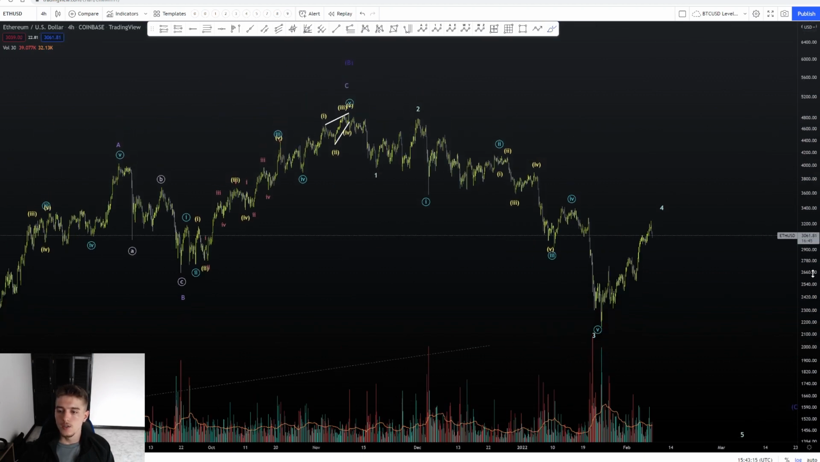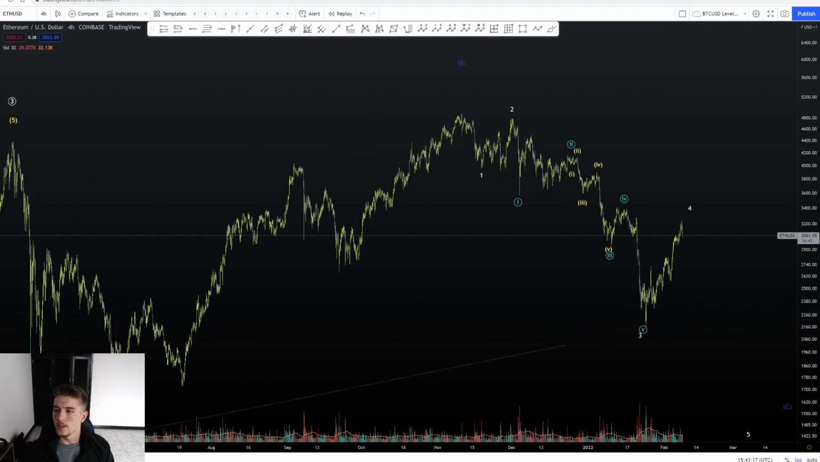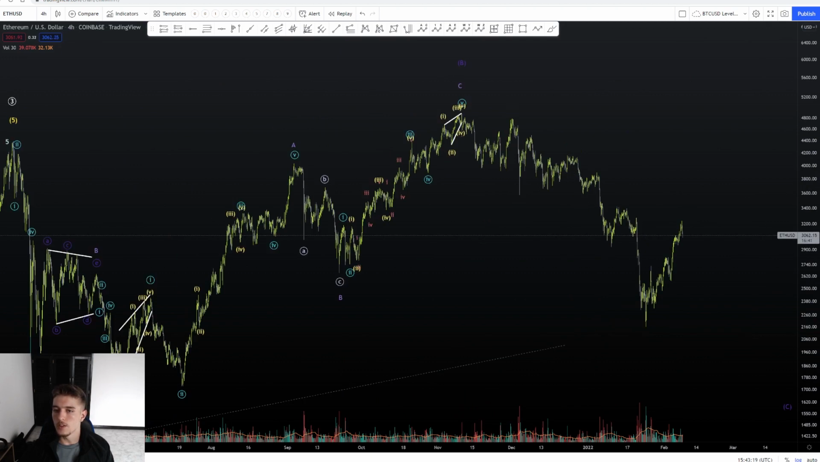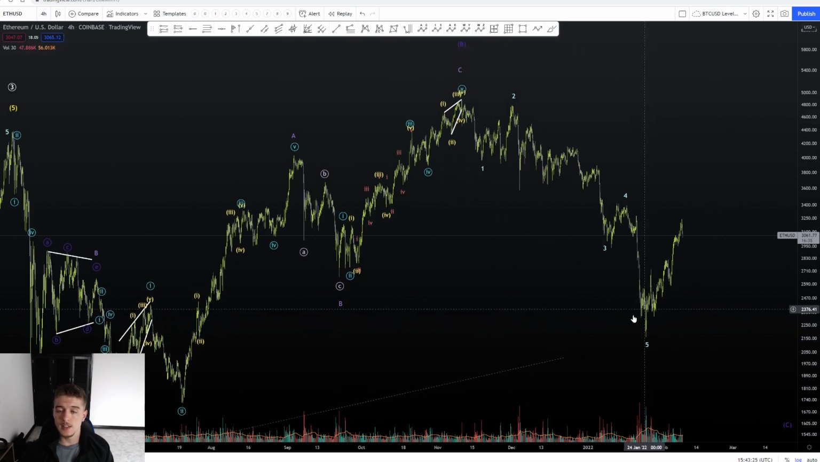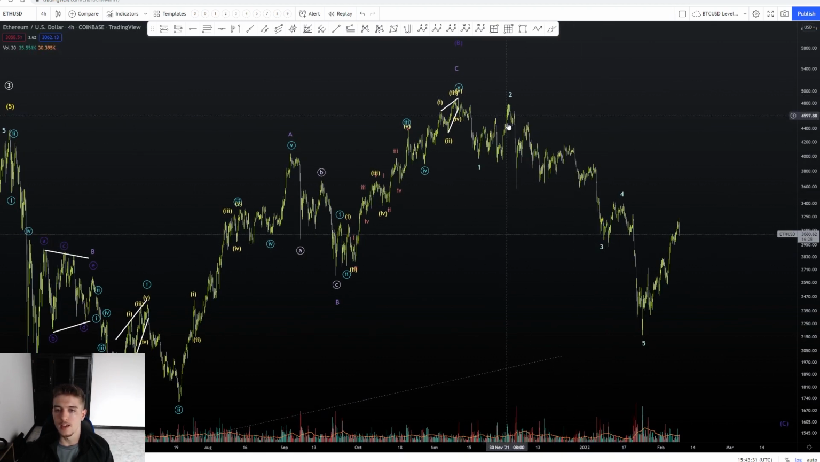Now moving on to another count, we could be using this one right here, where this is a 1, 2, 3, 4, 5. Now this is my least favorite way of subdividing this wave C because you can't get a nice 5 wave move to get this wave 3. You'd have to probably say this is a 1, 2.